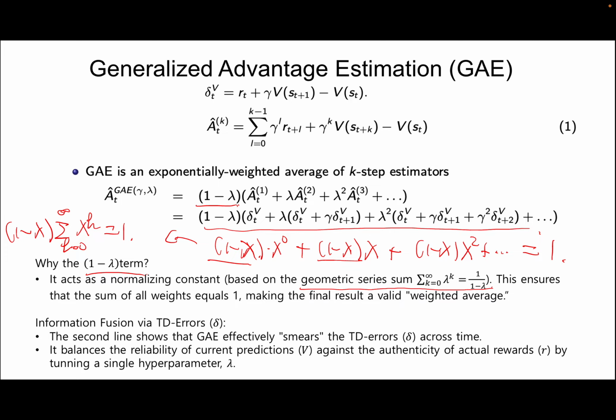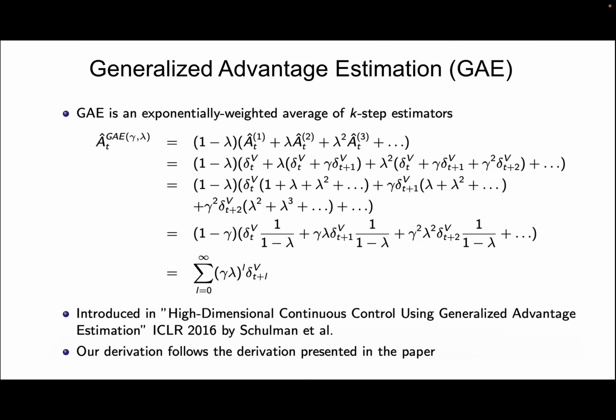We learned DQN, right? DQN is not used these days. GAE is very widely used these days. It was actually presented 10 years ago, ICLR 2016, High-Dimensional Continuous Control Using Generalized Advantage Estimation. GAE is an exponentially weighted average of k-step estimators, and we can rewrite this again and simplify the GAE like this. These are all included in the paper. If you're interested, you can read the paper.